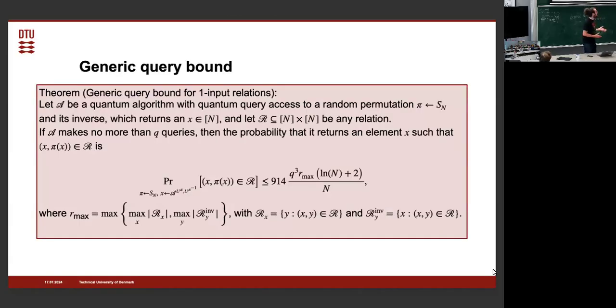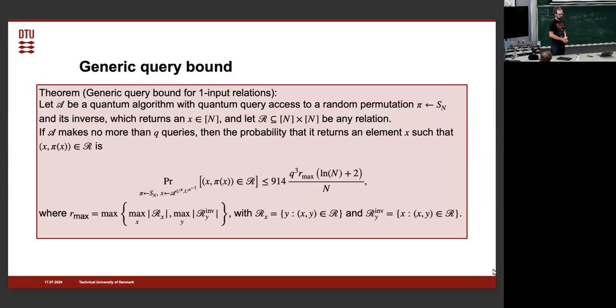So now we get this generic query bound, and that's maybe what I should almost conclude with, where we have the probability that some algorithm interacting with the random permutation oracle and its inverse oracle outputs an input, so that this input with its corresponding output under the permutation fulfills a certain relation. That's bounded by some polynomial in the number of queries times log n/n. So that's our main result.